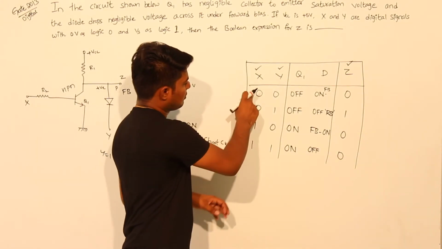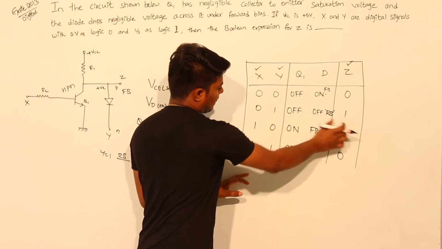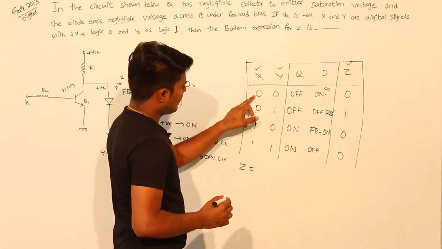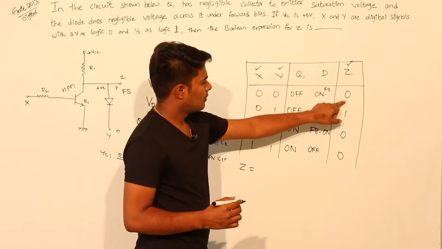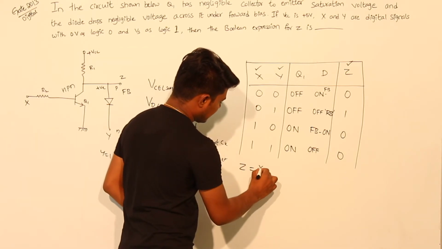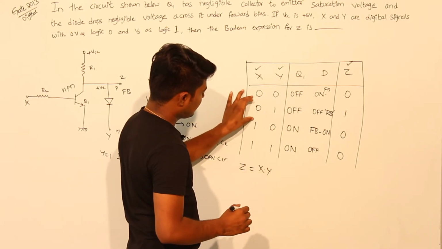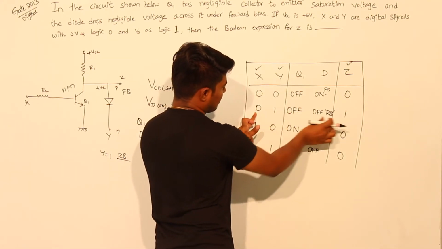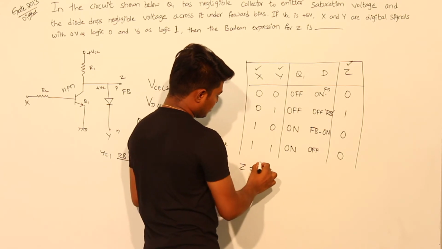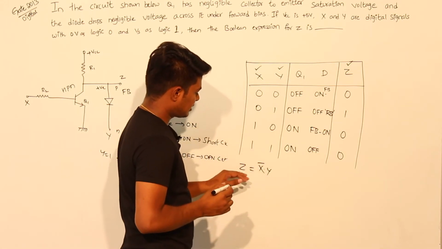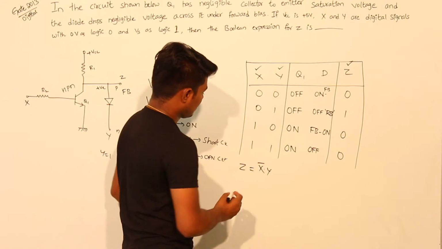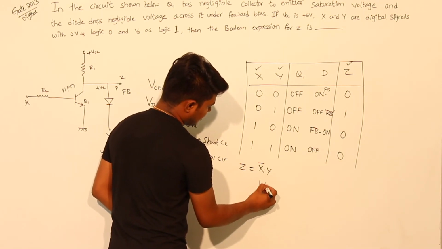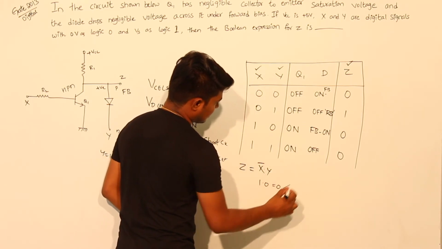From the given table, by seeing the X, Y and Z values, we need to derive the equation for Z. For X 0, Y 0, Z is 0. It might be X into Y, because if one is 0, the other will also be 0. But you see here, for X 0, Y 1, Z will be 1. So we can put a bar on X. Now test Z equal to X bar Y. If X is 0, X bar will be 1. If Y is 0, this will be 0. So 0. First condition satisfied.